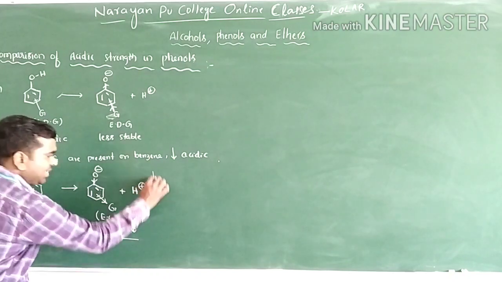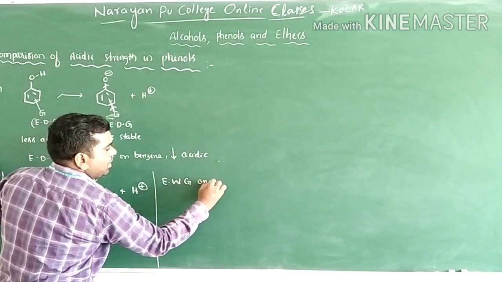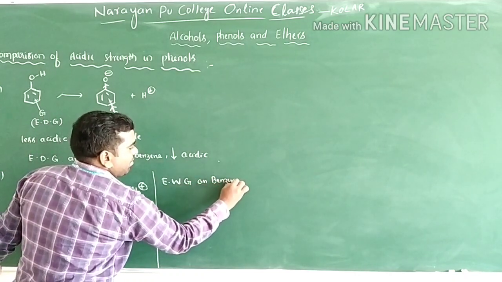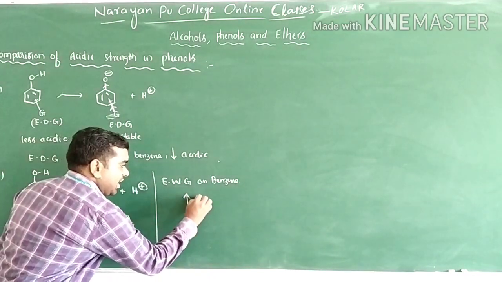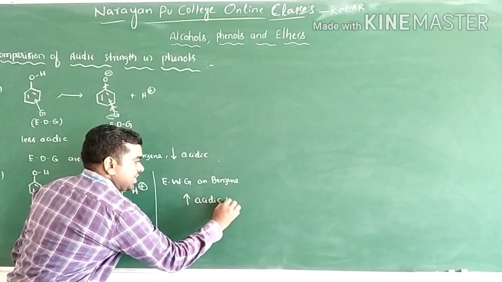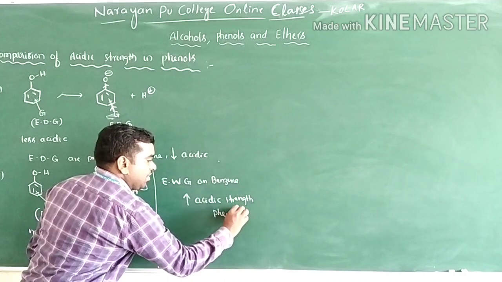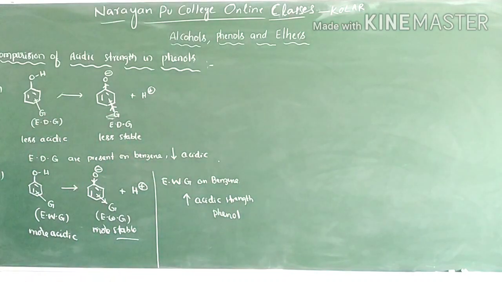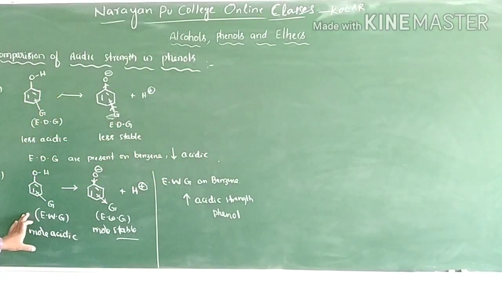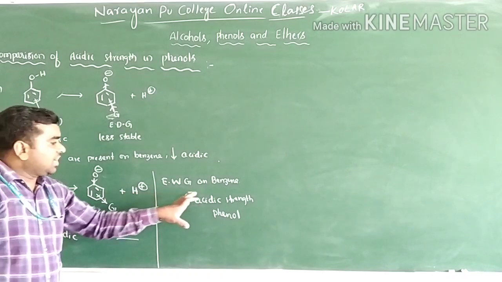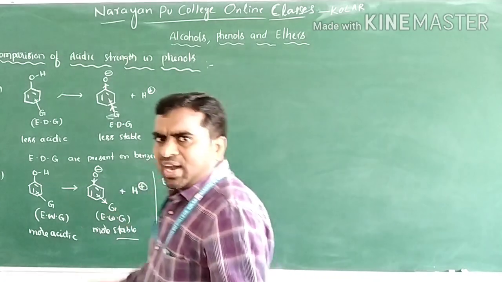So from this we can write here, whenever electron withdrawing groups are present on benzene, it increases the acidic strength of phenol. This is the concept. Whenever electron donating groups are there, the acidity of the phenol decreases; whenever electron withdrawing groups are there, the acidity of the phenol increases. Clear? So this is one concept.